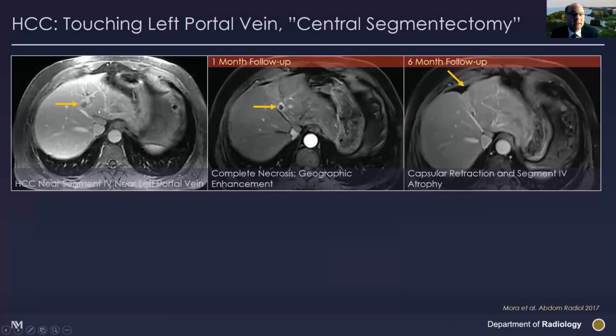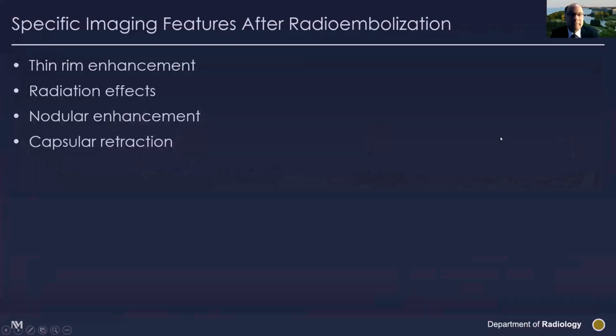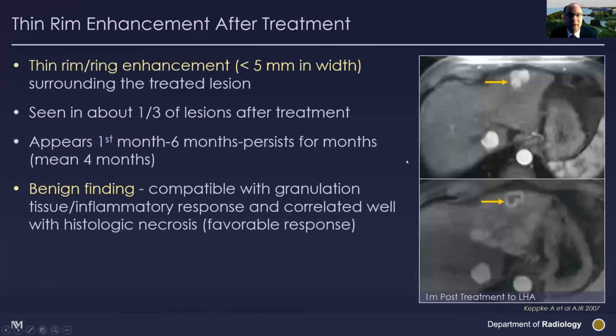Another example, here's an example near segment 4, 1 month follow-up. Again, it looks necrotic. And 6 months later, it nicely illustrates that capsular retraction and the atrophy that's associated with the radioembolization. It's often seen, and it still has a good outcome. So I want to specifically talk about certain features that you see after radioembolization. We're talking about thin rim of enhancement, radiation effects, nodular enhancement, capsular retraction that are all associated with radioembolization.